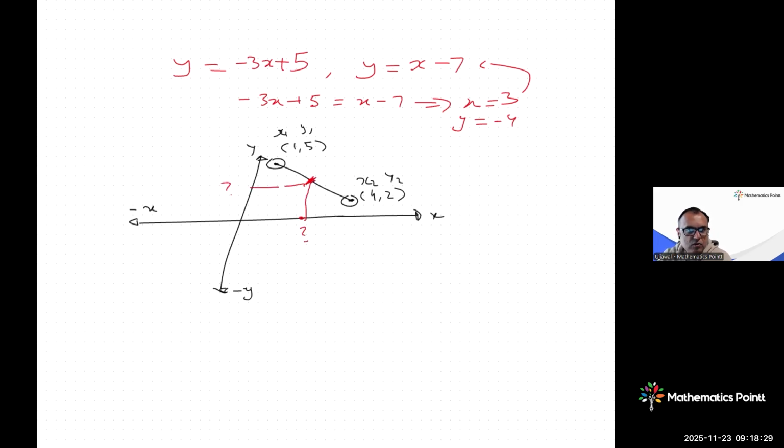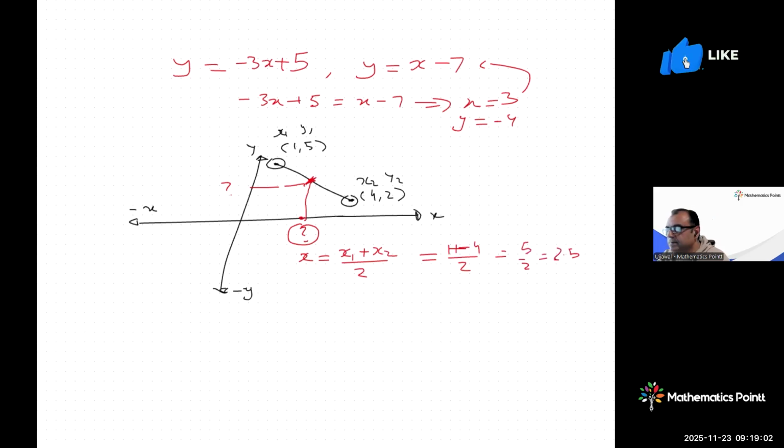So this x value, let's call it x, is nothing but the average or the mean of the two x coordinates. So it will be x1 plus x2 over 2. You find the average. What is x1? 1. What is x2? 4. Divide by 2. So it is 5 on 2, which is nothing but 2.5. So the x component of the coordinate is 2.5.